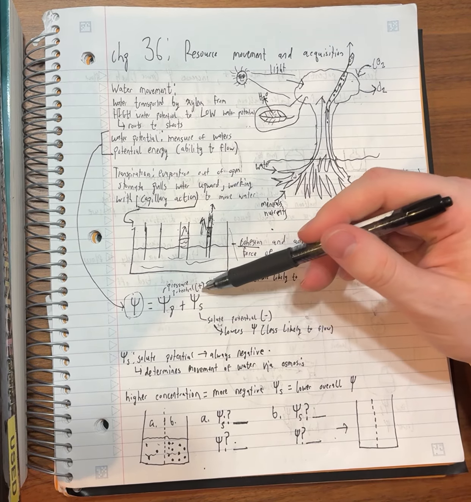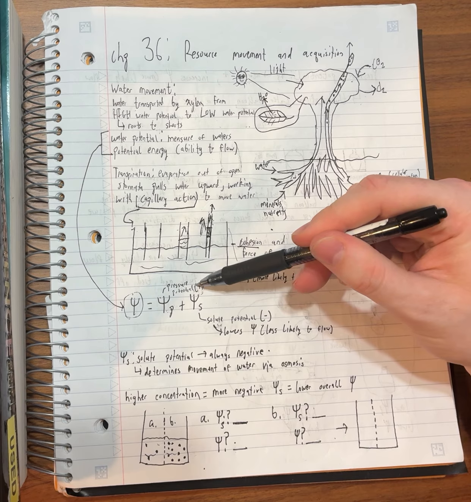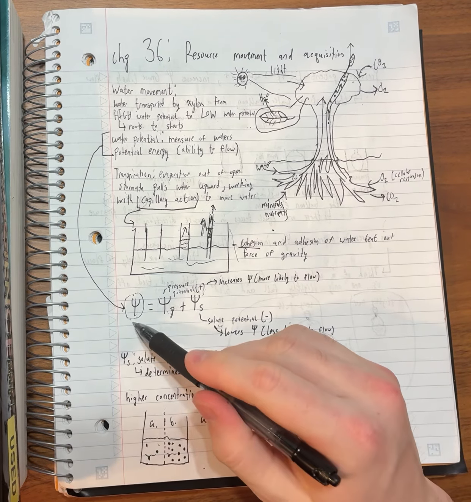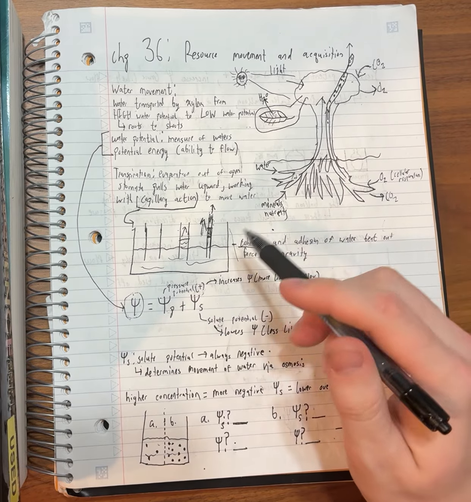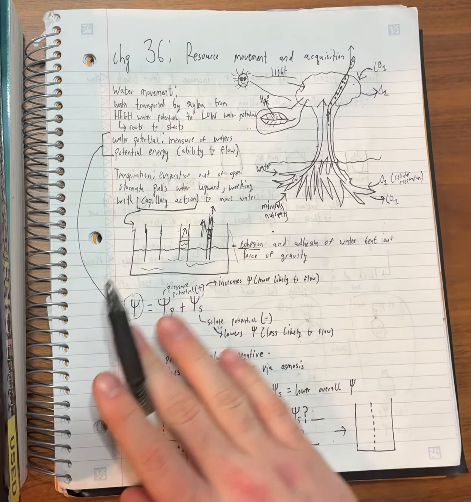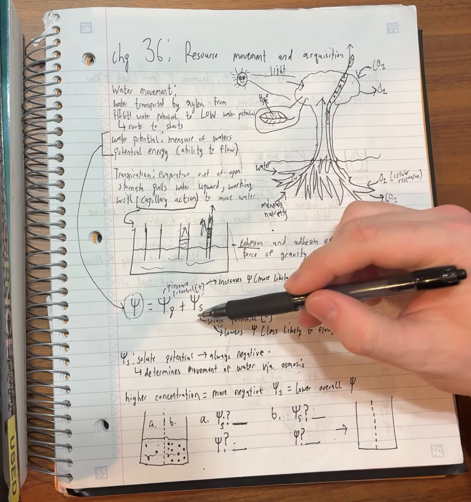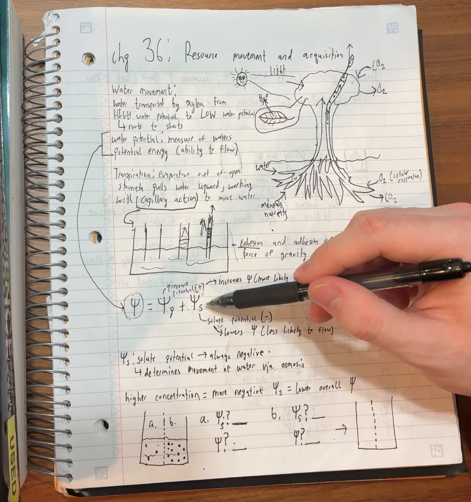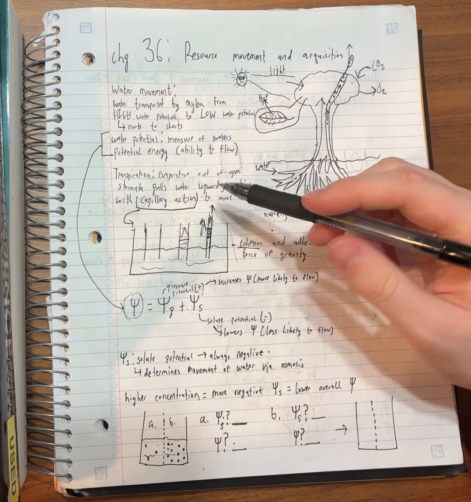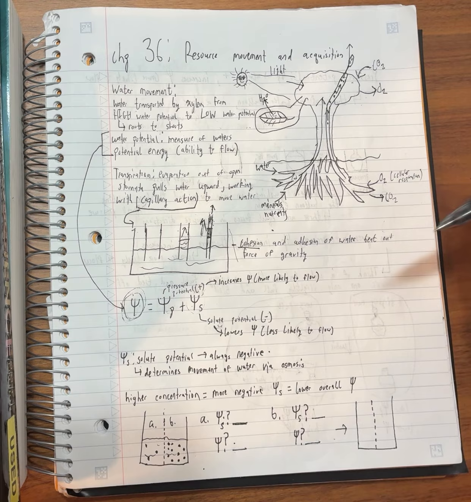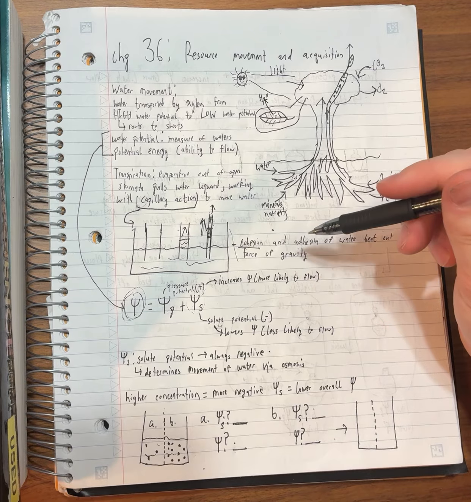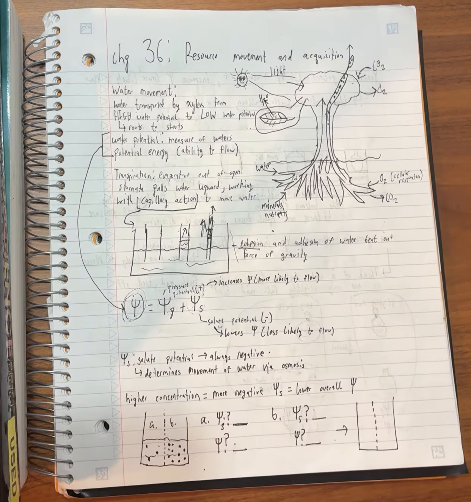So the pressure potential is almost always a positive value. If it's always a positive value, that means it's going to increase our total water potential. And if we're increasing our total water potential, that means it's going to want water to flow more. And then solute potential is almost always negative. In fact, I think it is always negative. And that means it's going to lower our overall water potential, which means it's going to be less likely to want to flow.